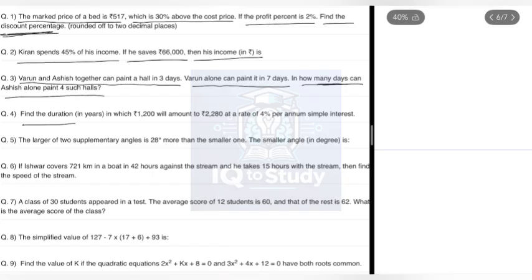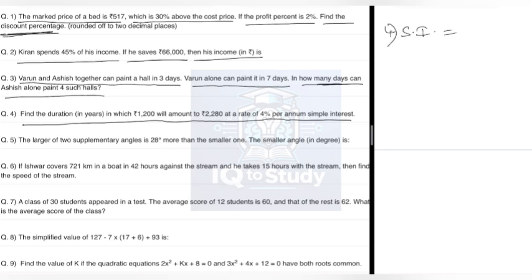Find the duration in which 1200 rupees will amount to 2280 rupees at a rate of 4% per annum simple interest. We know that the formula of simple interest is PTR by 100.